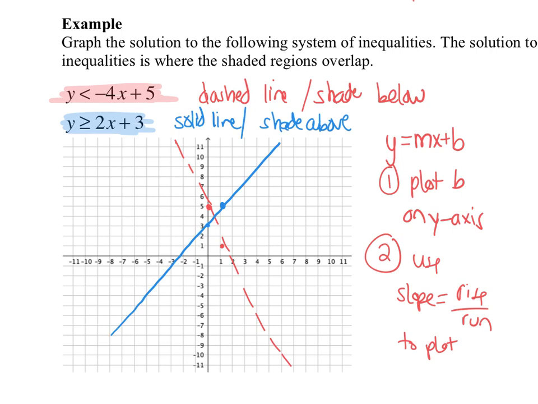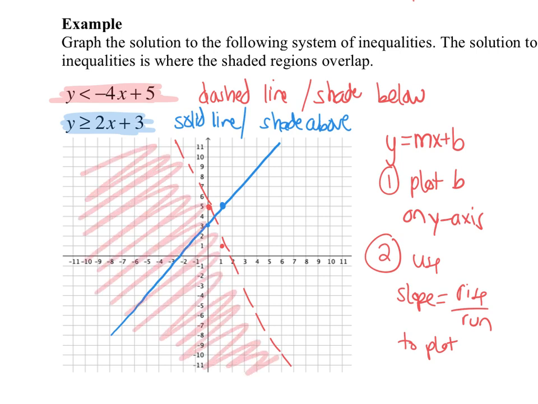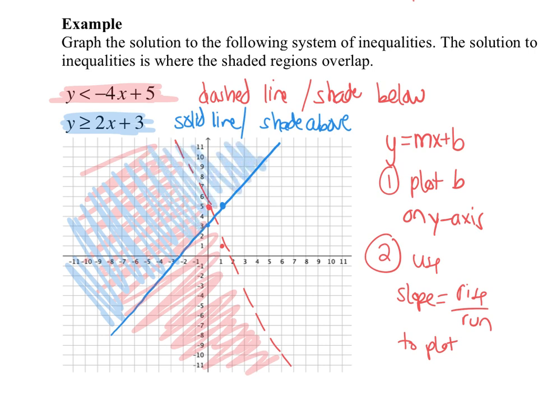Now that I've drawn my lines, I'm going to do the shading. So if I shade for my red line, I have to shade below. So I'm going to shade for my red line everything that is underneath it. And that's that. Okay? And then my solid line, my blue line, I have to shade above. So I'm going to shade everything above that solid line. And when I do that, I can see that my overlap between the two is all of this region right here where they crossed paths.